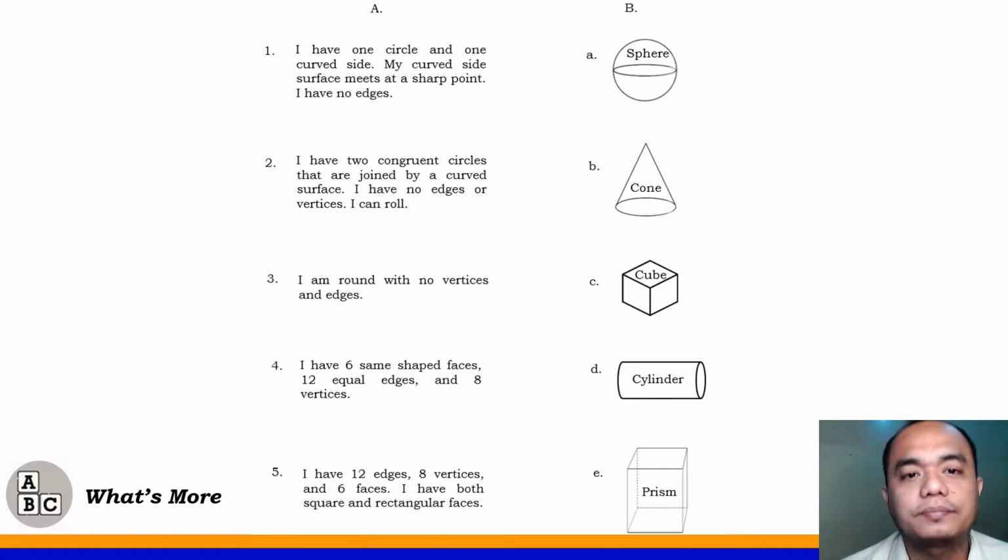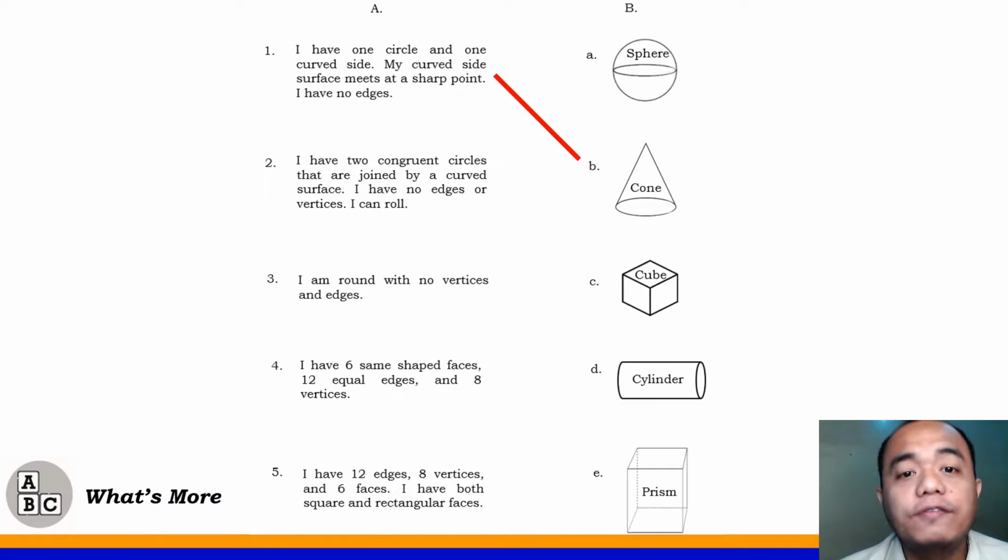Number 1. I have one circle and one curved side. My curved side surface meets at a sharp point. I have no edges. So what kind of solid figure is described in item number 1? Yes, the answer is cone.